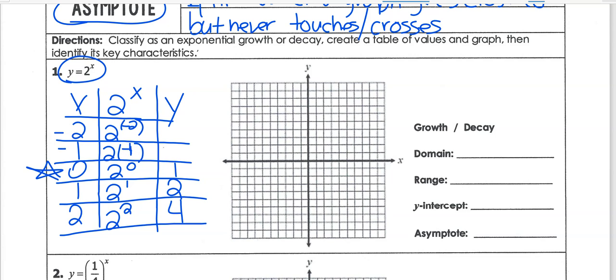Now here's negative 1: 2 to the negative first power ends up giving us 1/2 or 0.5. And then we have 2 to the negative 2, which is 1/4 or 0.25. So let's graph these points.